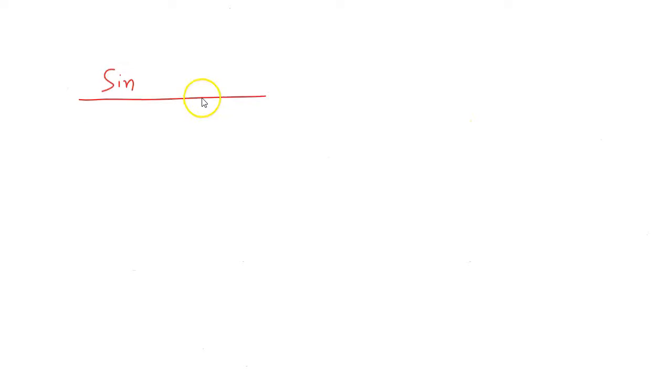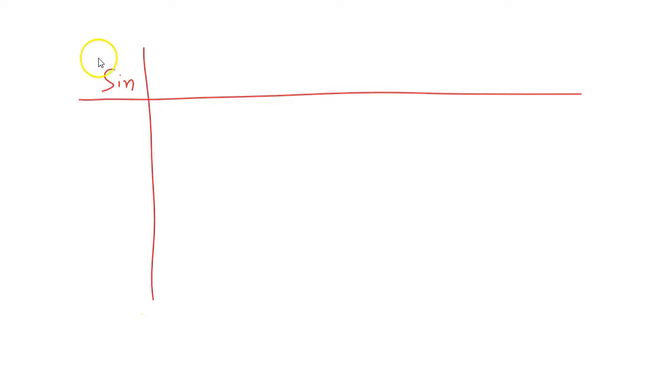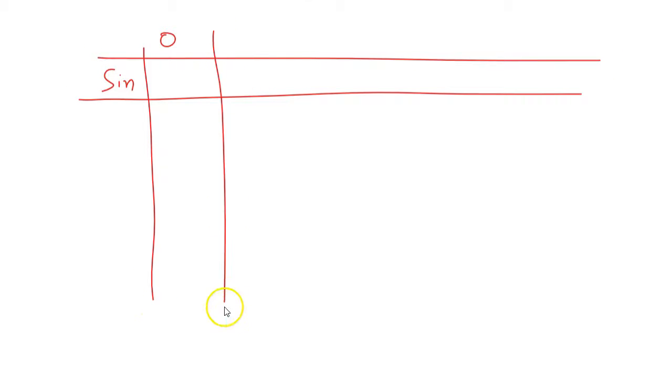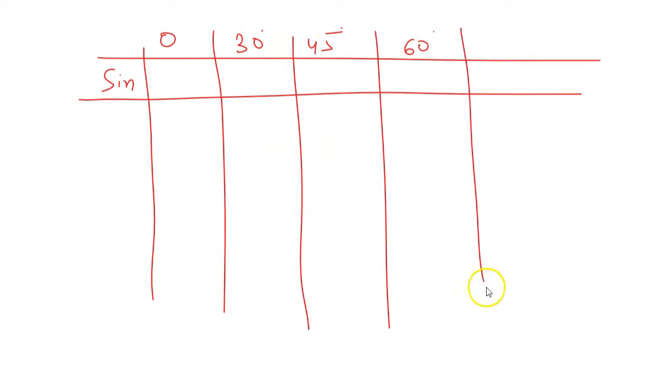So here I will fill for sine at 0, 30, 45, 60 and 90. Sine 0 is 0, sine 30 is 1 by 2, sine 45 is 1 by root 2, sine 60 is root 3 by 2 and sine 90 is 1. So we will remember this for sine.